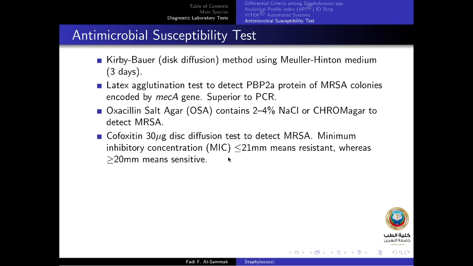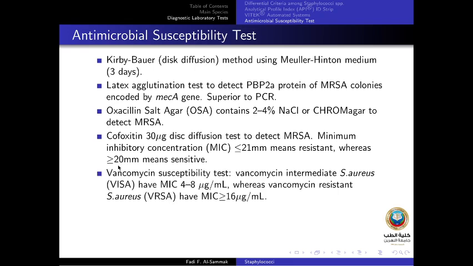And here, depending on the figure, if we have an inhibition zone diameter below or equal to 21 millimeters, then this is resistant. If the diameter is more than 20 millimeters, this is sensitive. So again, these figures are important to detect the MRSA strains. Another test is the vancomycin susceptibility test. Here, it can be used to detect the vancomycin intermediate S. aureus, the VISA.